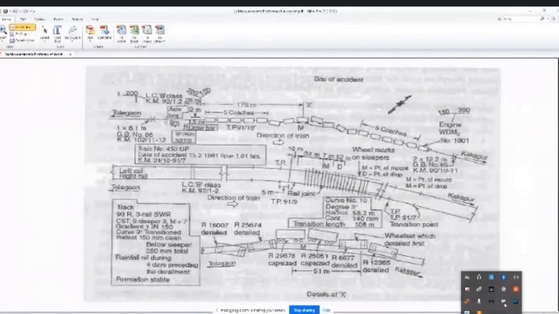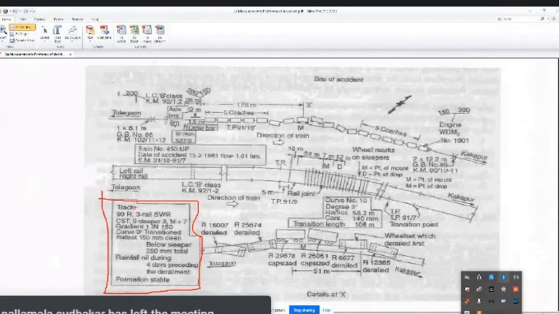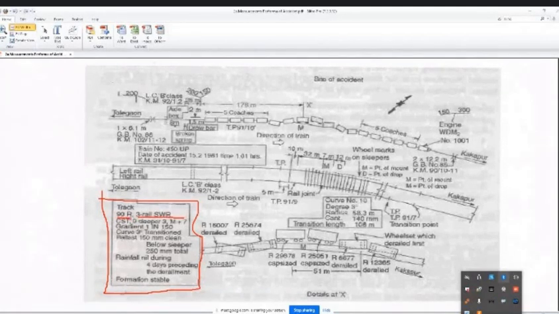The next is this one, because we are discussing more on the track. What is the type of track they use here? It is mentioned: a 90R 3-rail SWR track. Okay, what is this 90R track?